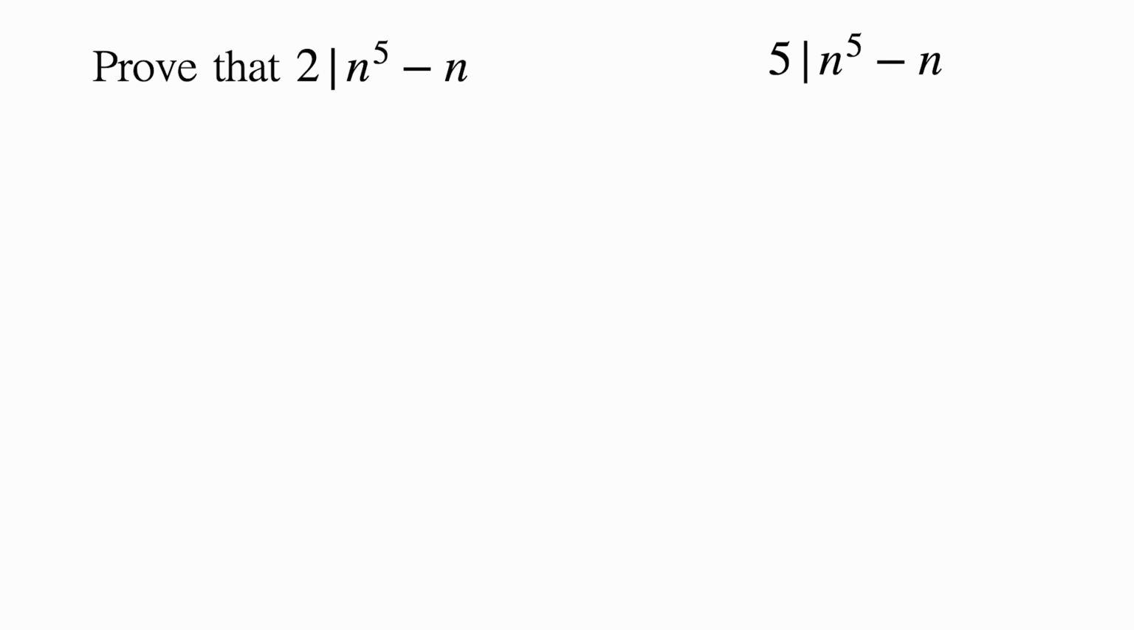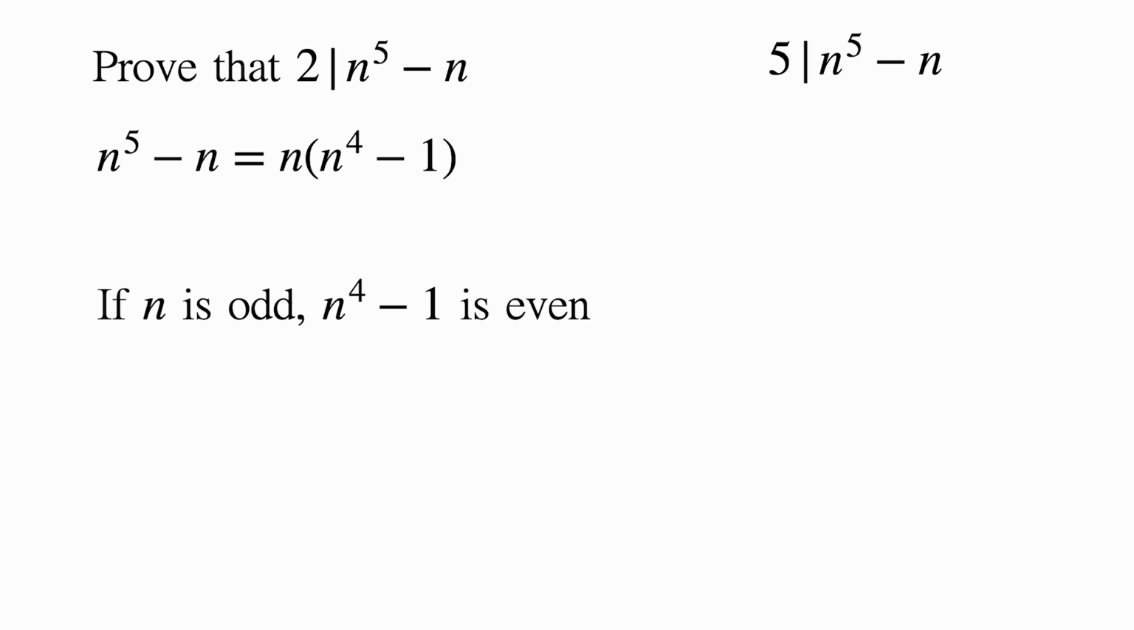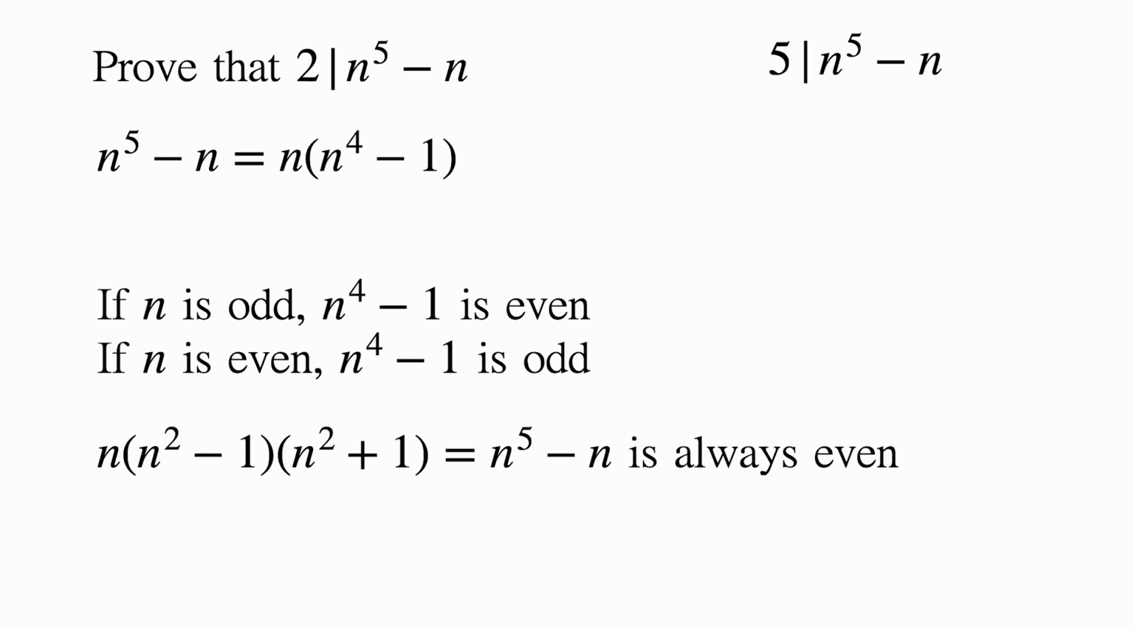Let's factorize n to the power of 5 minus n by taking out n. If n is odd, n to the power of 4 minus 1 is even. And if n is even, n to the power of 4 minus 1 is odd. Therefore, the product of these two numbers must always be even. And thus, 2 divides n to the power of 5 minus n.